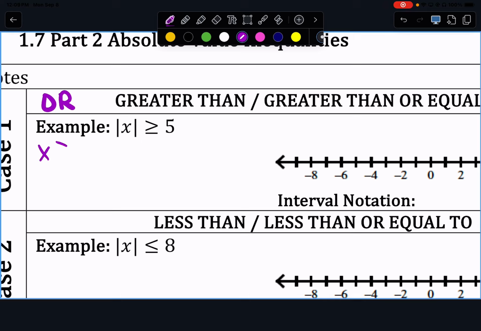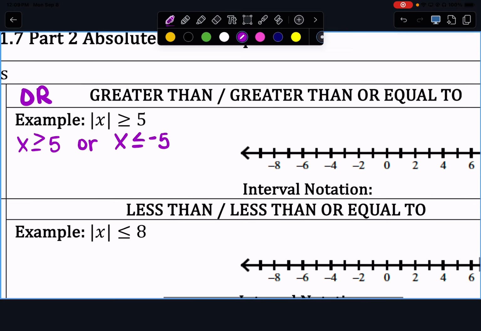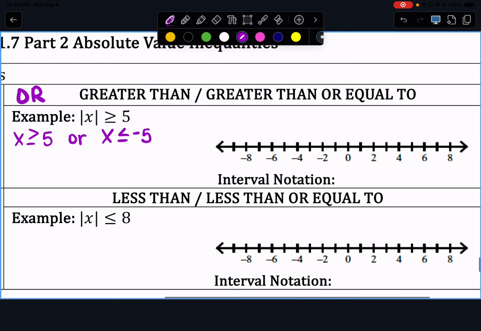We're going to do x is greater than or equal to 5, or x is, we take and flip the inequality, so make it less than or equal to, and then we change the sign, from positive to negative. So we have x is greater than or equal to 5, or x is less than or equal to negative 5. And when I graph an inequality, this particular one, since it's less than or equal to or greater than or equal to, do I use open or closed dots? Closed. So we're going to put one at negative 5 and at 5.